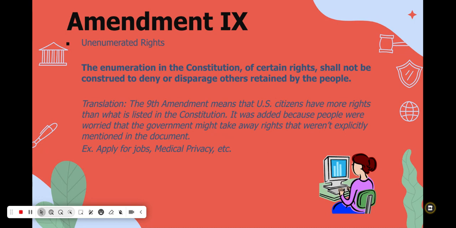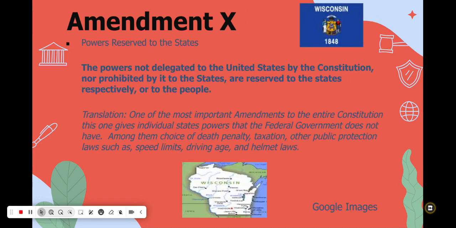Okay. And lastly, Amendment 10. Really important one here that says basically there are more rights that exist, right? Anything that's not in the Constitution goes to the states or to the people. So if it's not talked about in the federal Constitution, it goes to the states. Things like death penalty, not in the Constitution, goes to the states. Some taxes, goes to the states. Public protection, police, that kind of stuff. Speed limits, driving age, helmet laws, drinking age, all that kind of stuff is all not in the Constitution, so it goes state by state.